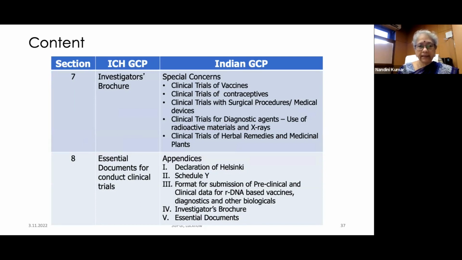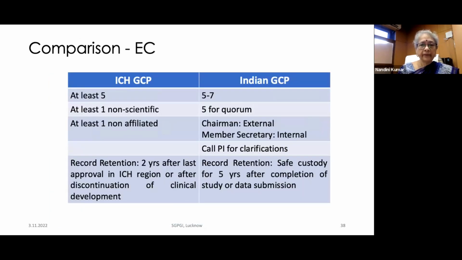No, again, this is another addition. Now here, you have in ICH GCP, they describe the ethics committee with at least 5 members. We said 5 to 7 initially, and at least one scientist. See, at that time, I told you, this is 2001. Now you have 7 to 15 here. So one non-scientific, non-affiliated member, but this was not specified at that time. And the chairman has to be external. That first came in the Indian GCP.